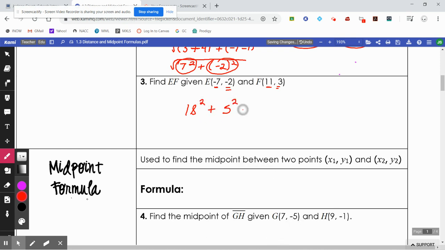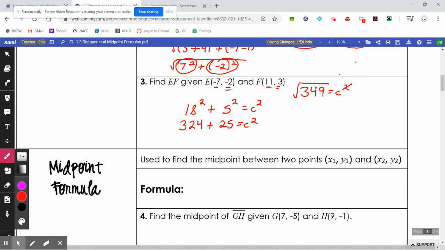Then it's a simple Pythagorean theorem problem. A squared plus b squared is equal to c squared. When we square 18, we get 324. So we get 324 plus 5 squared is 25 equals c squared. That's 349 is equal to c squared. To undo a square, we square root the other side. The square root of 349.